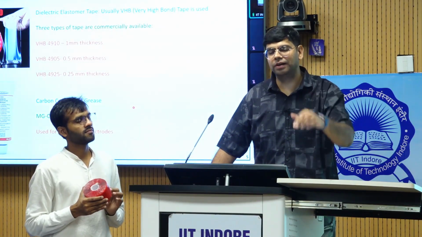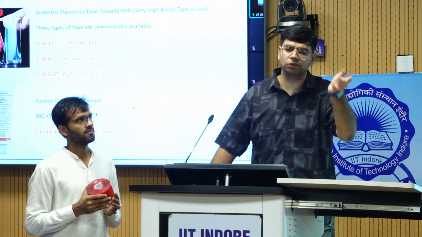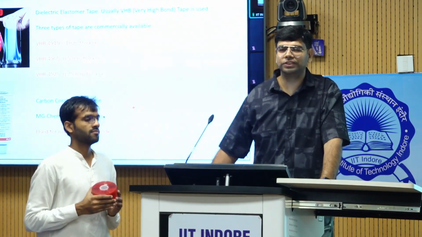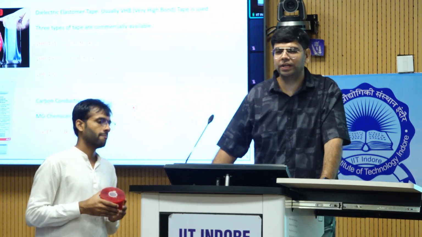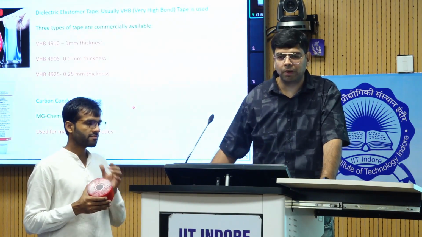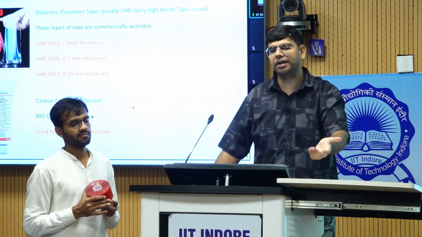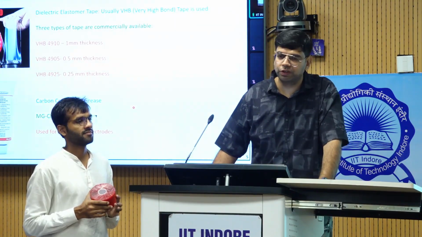You can say that one is 1,000 rupees, one is 10,000. So 1/10 is the cost. It is giving almost the same actuation, as we have observed. So we are trying to find out all the other properties like electrical breakdown, whether it will provide the same electrical breakdown as 3M VHB 4910 gives.